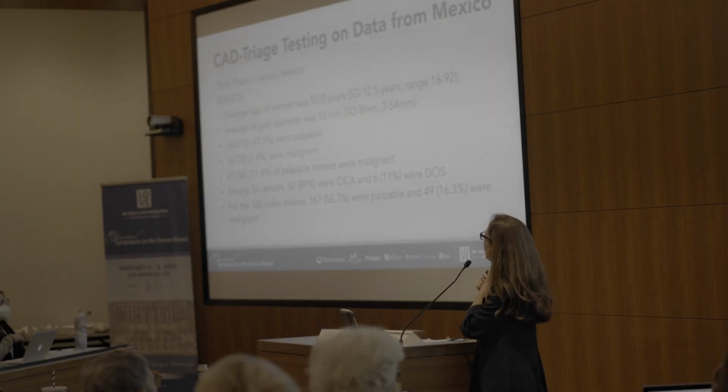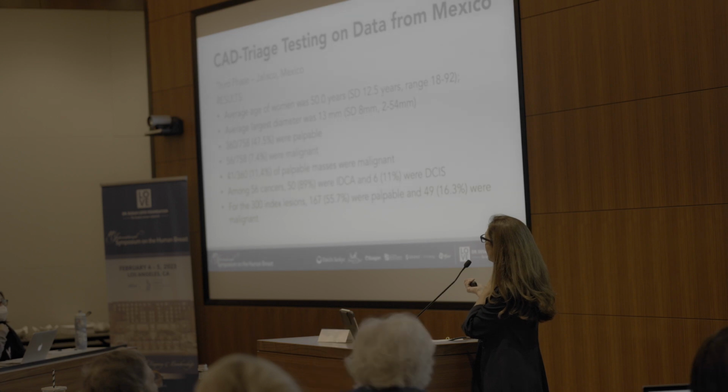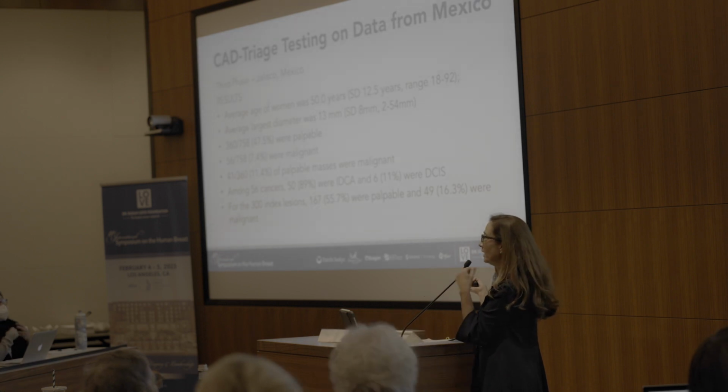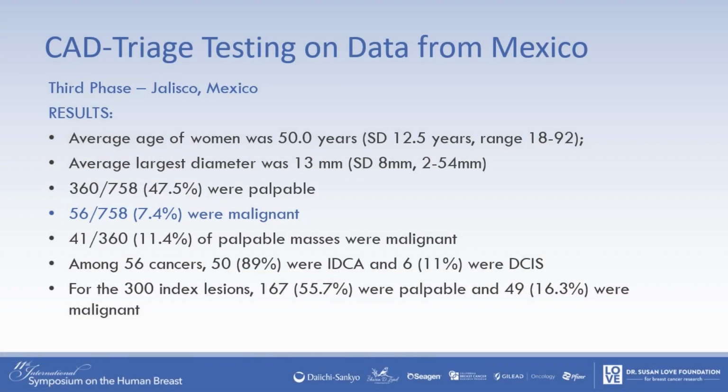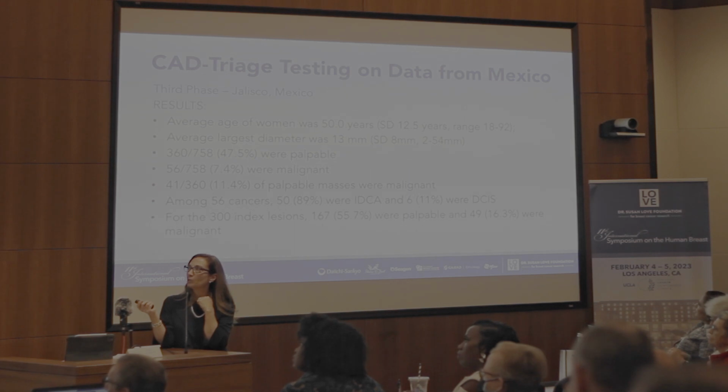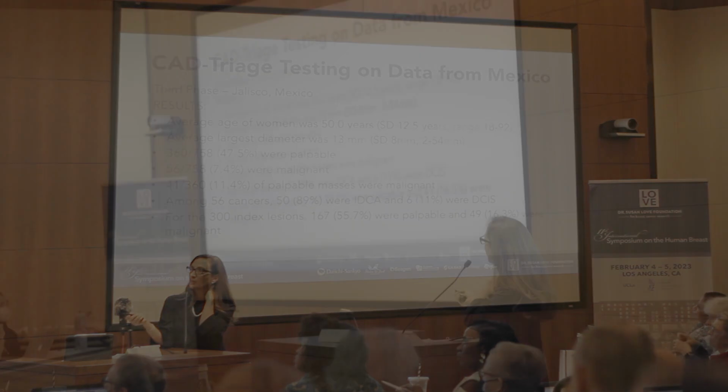Our results show that the average age of the women was 50 years old. The largest diameter of the masses was 13 millimeters. 56 of the 758 were malignant. And 11% of the palpable lumps were malignant. And among the 56 cancers, 89% were invasive ductal and 11% were DCIS. And for the 300 index lesions, 49 were malignant.